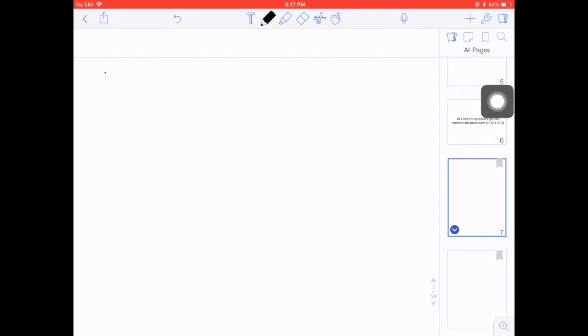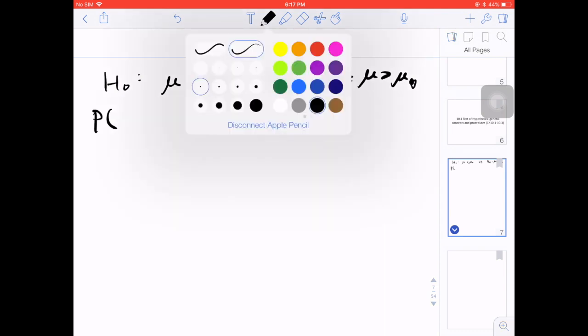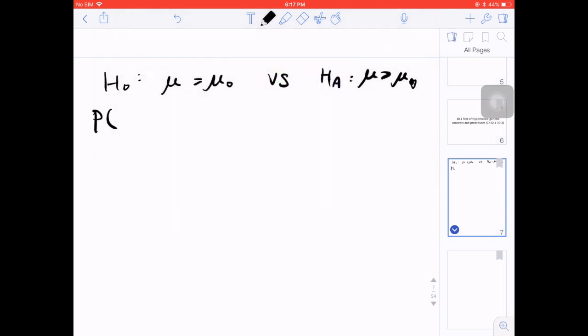All right, let's assume that we're interested in the population mean. Mu is equal to mu 0 versus mu is larger than mu 0. Okay? So as we discussed before, first of all, we'll have to fix the probability of making type 1 error. Okay? So the probability of making type 1 error.